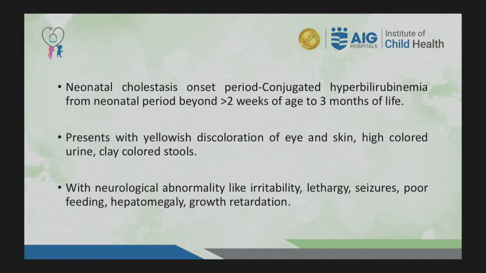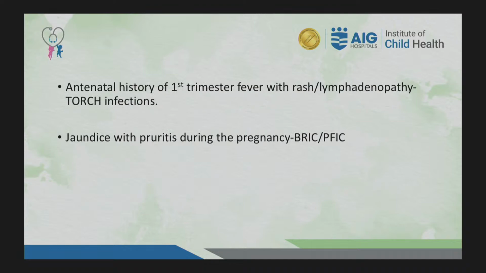Neonatal cholestasis onset we usually consider as persistent direct bilirubin jaundice for more than 2 weeks in a term child up to 3 months. In preterm, jaundice beyond 3 weeks up to 3 months. Usually the children present with yellow discoloration of eye and skin, high color urine and staining of diapers, plus or minus clay color stools. They may present with neurological abnormalities like irritability, lethargy, seizures, poor feeding, hepatomegaly, growth retardation, and coagulopathy.